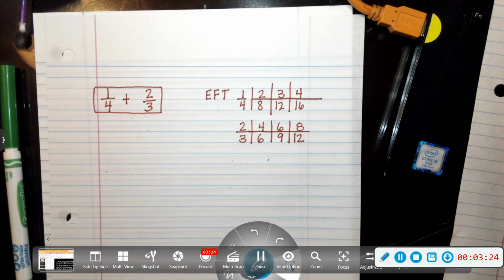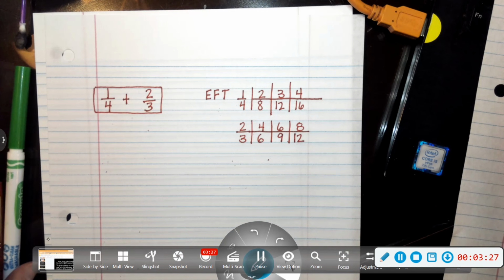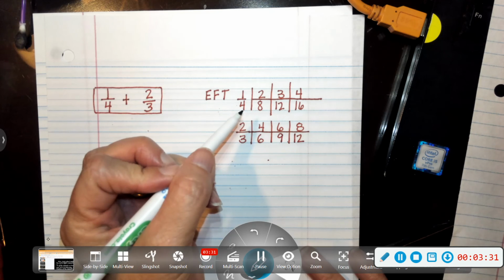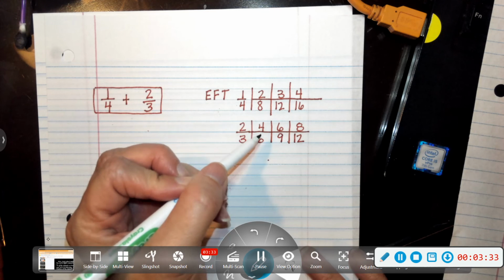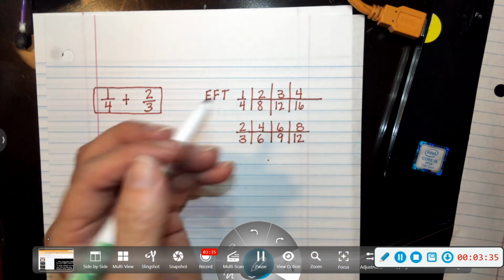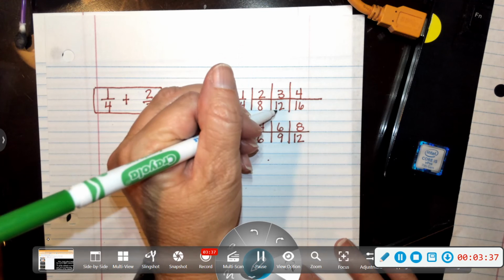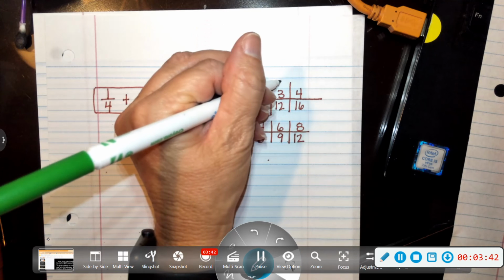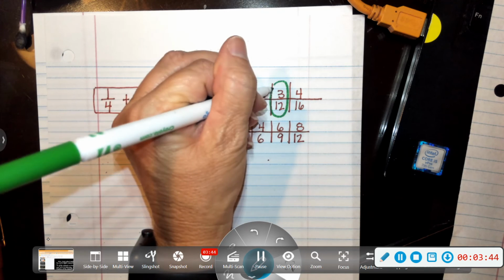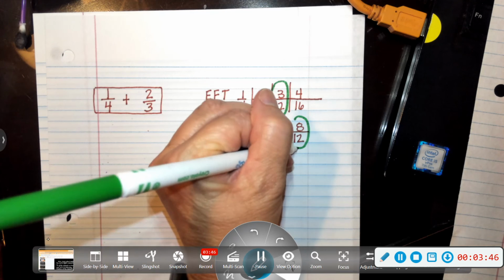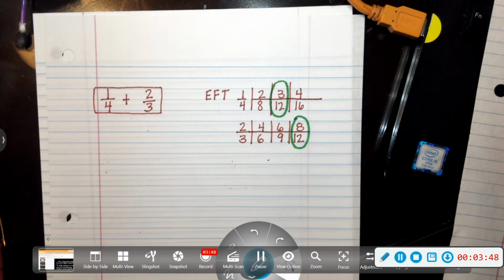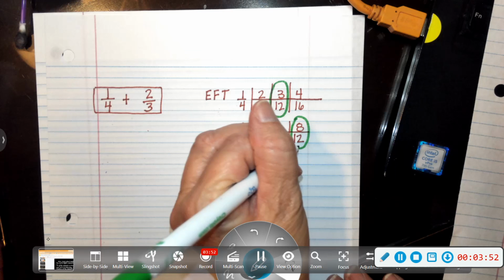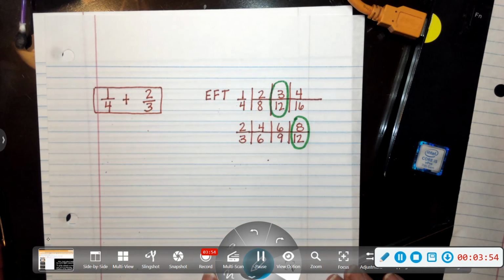Now I'm looking for the lowest number that these two numbers share. So the lowest number that they share, remember that denominator that we're looking for, looks like we've got a 12 here and a 12 here. So I'm going to circle 3 12s and 8 12s. We call this the least common multiple, the lowest number that two numbers share.